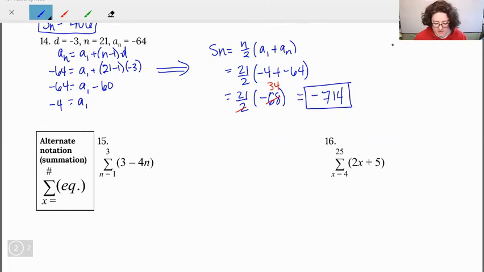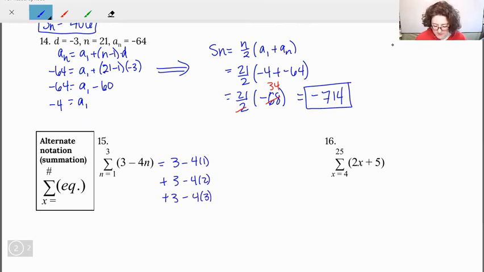So in number 15, just to show you what this means straight out, this is saying I want to add up all my terms from the first term, n equals 1, to the third term, 3 up at the end of that fancy E. And my equation for each term is 3 minus 4n. So that means I've got 3 terms to work with. My first term, I'm going to plug in n equals 1. So that'll be 3 minus 4 times 1. And I'm going to add that up with my second term, plug in n equals 2. So 3 minus 4 times 2. And then n equals 3, the last term, plug in a 3.